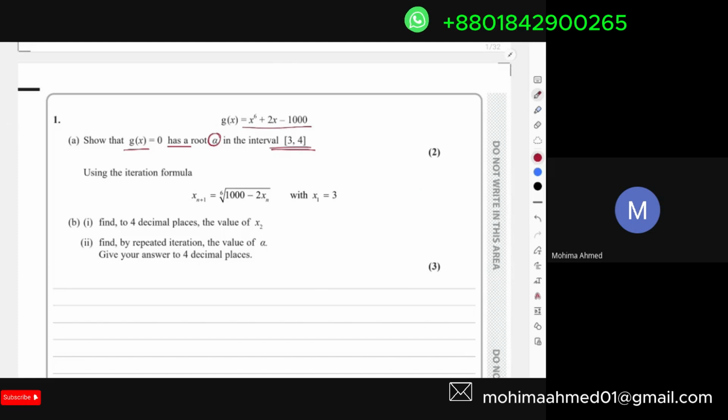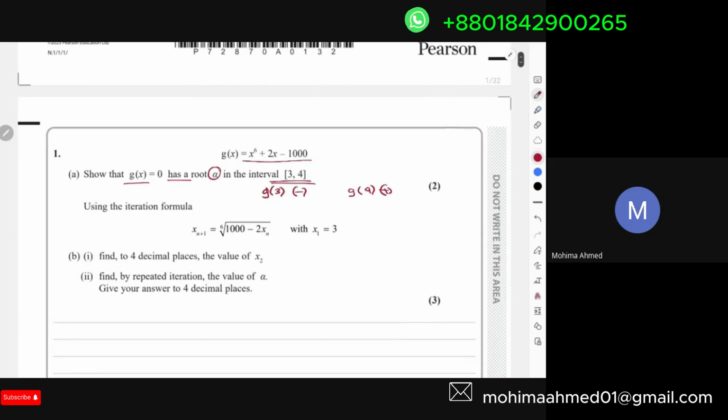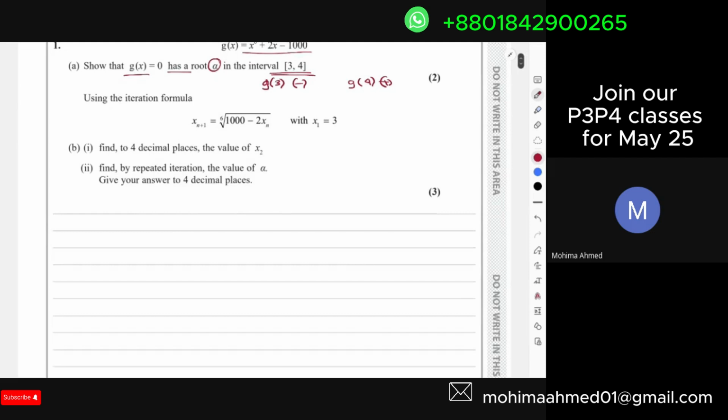I just have to find out that if the value for g at g3 is negative and g4 is positive, that means obviously there is a change in sign between 3 and 4 where g of x is a continuous function. Therefore, the root alpha, or g of x equals 0, must lie within the interval of 3 and 4. That's what you just have to say every time.